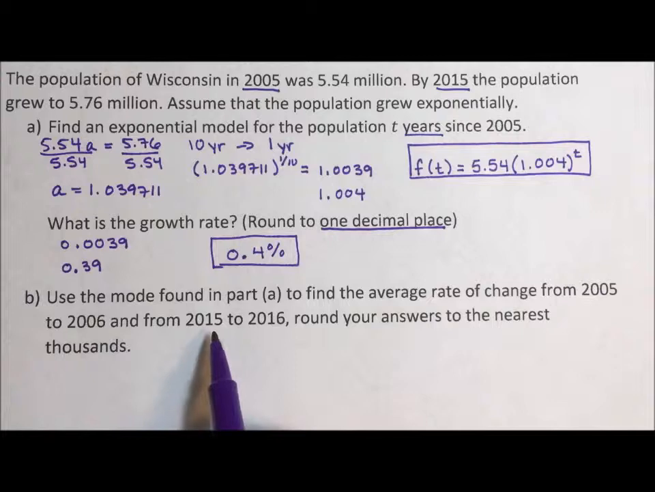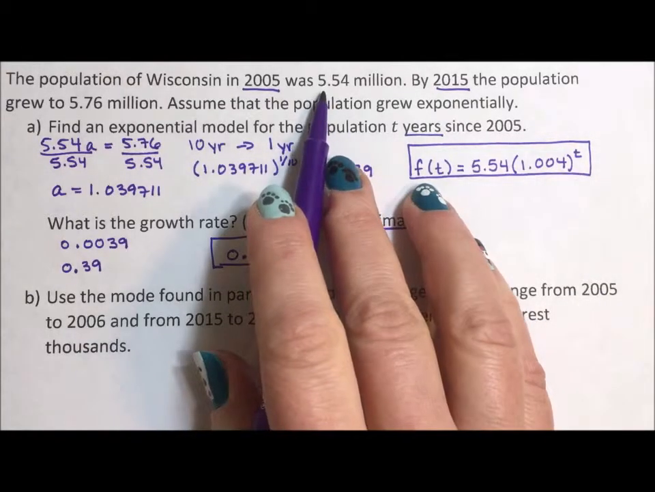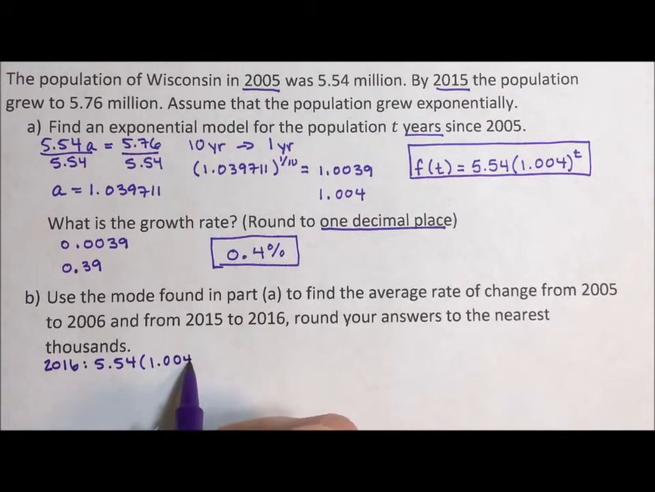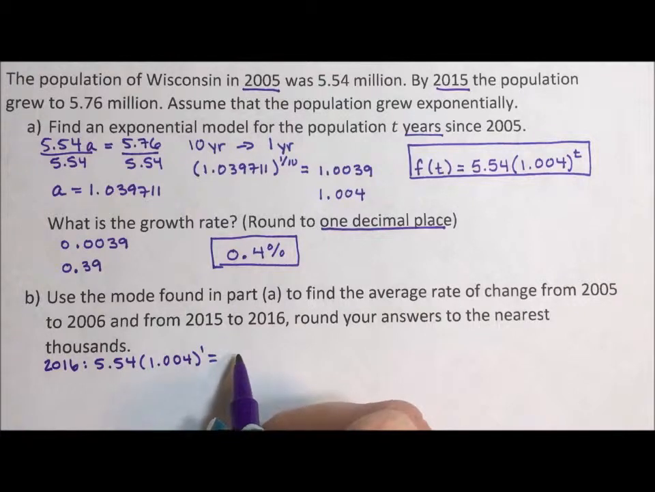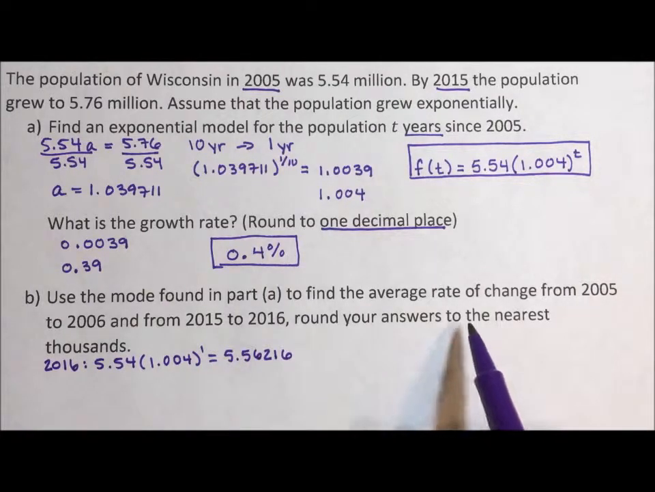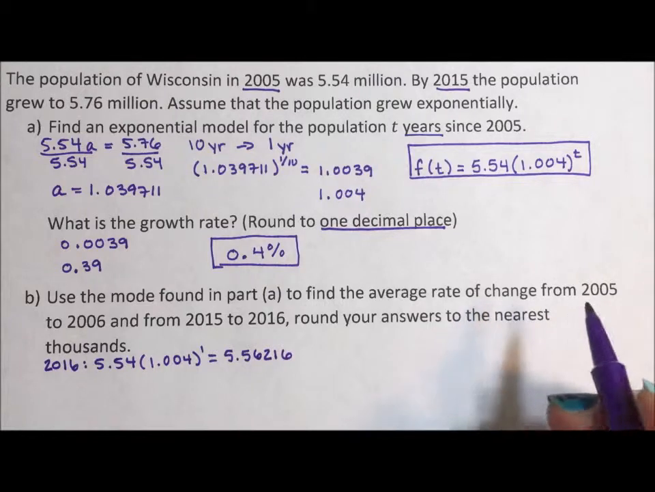Okay. We know that the population in 2005 was 5.54 million. So let's find the population in 2006. So in 2006, we take 5.54 times 1.004 to the 1, because it's 1 year later. And if we put this into our calculator, we get 5.56216.